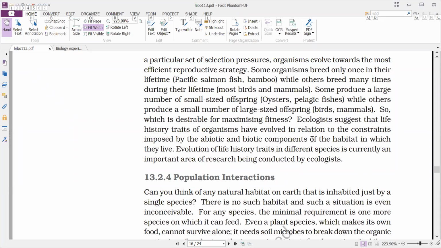So why are these organisms adopting different strategies? Because of a large number of constraints, that means some oppositions. The environment is opposing, in the form of abiotic and biotic factors, to reduce its population.